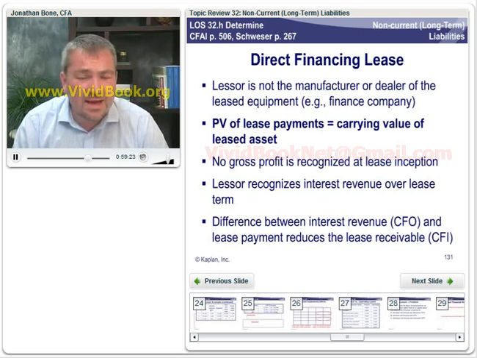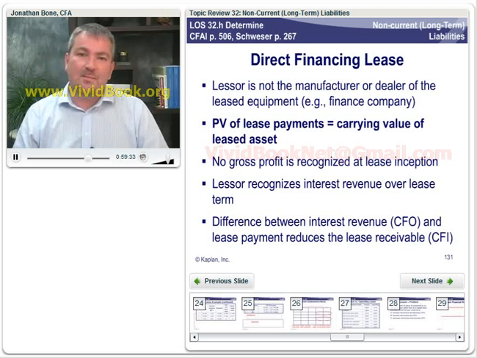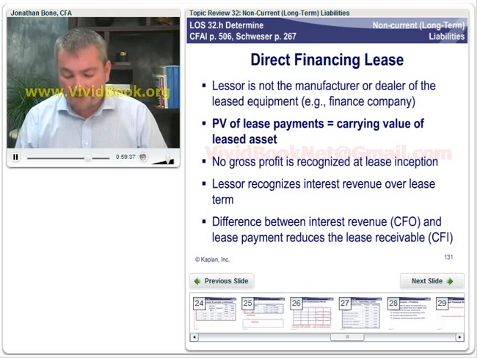So here we have no profit up front. Instead, it's all going to be interest revenue over the life of the lease. Again, interest is going to go through CFO in the cash flow statement, and the principal payments on the lease are going to go through CFI.